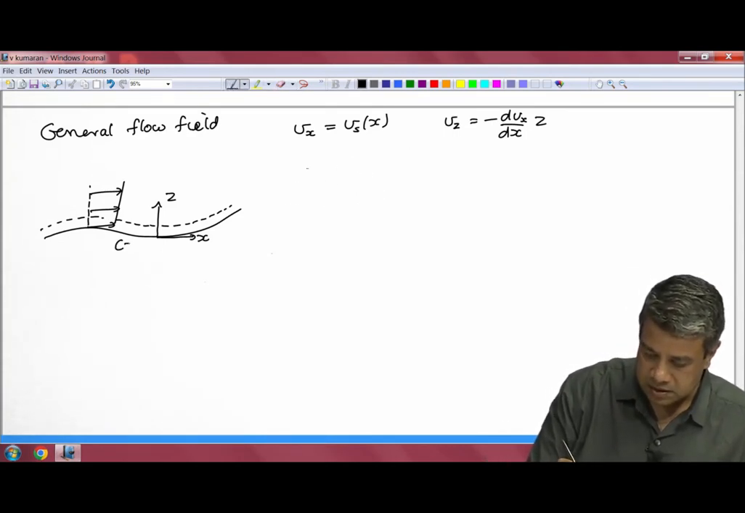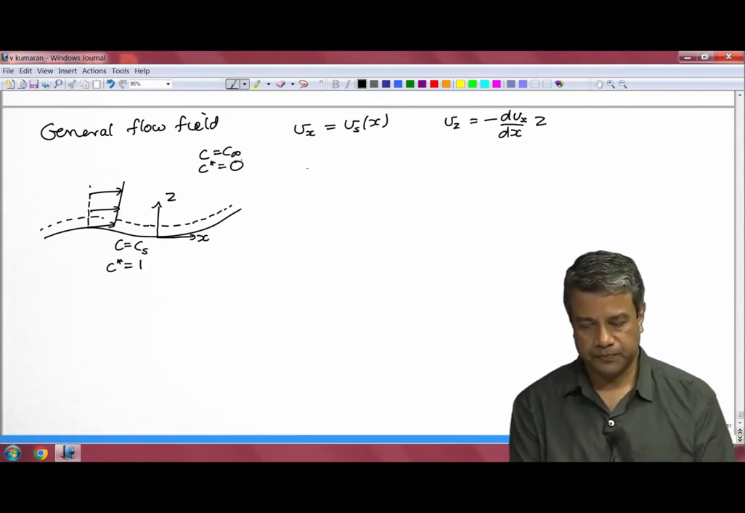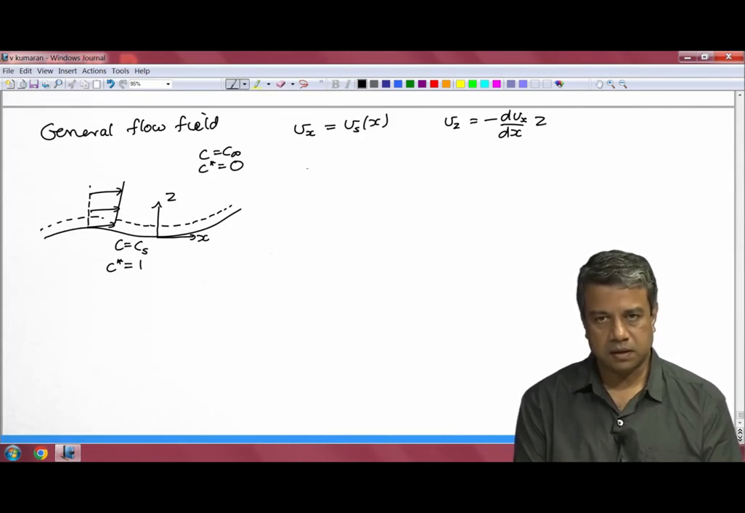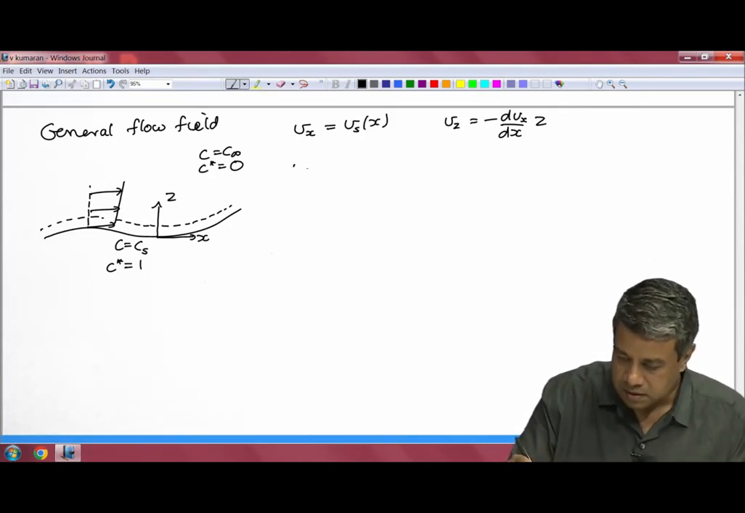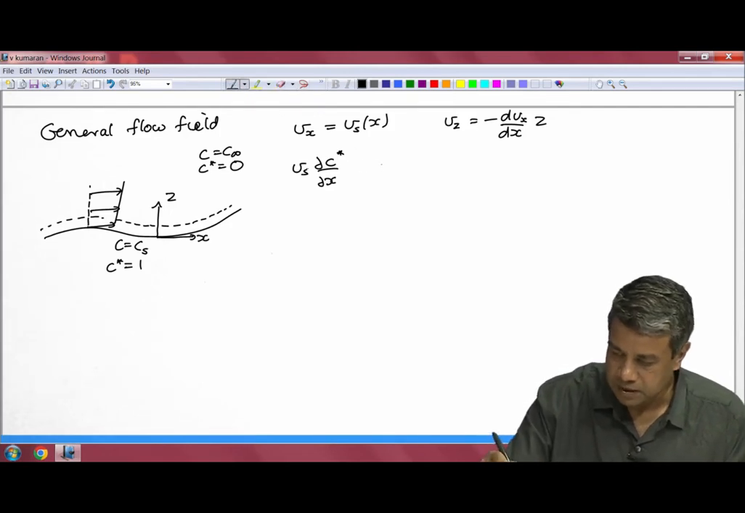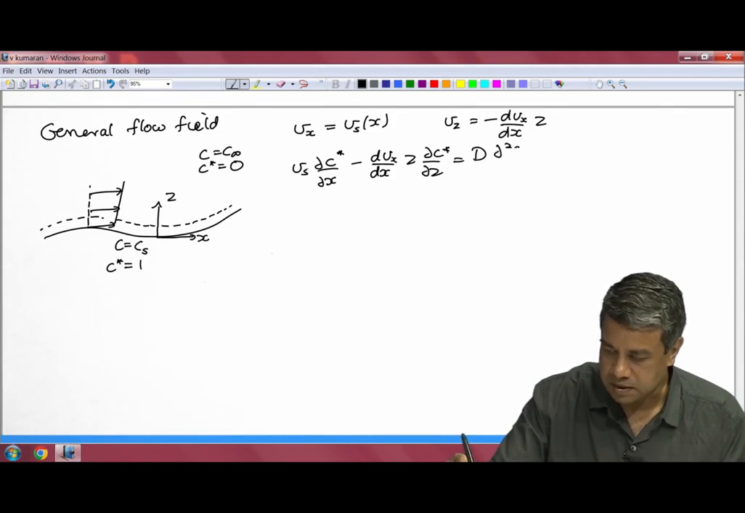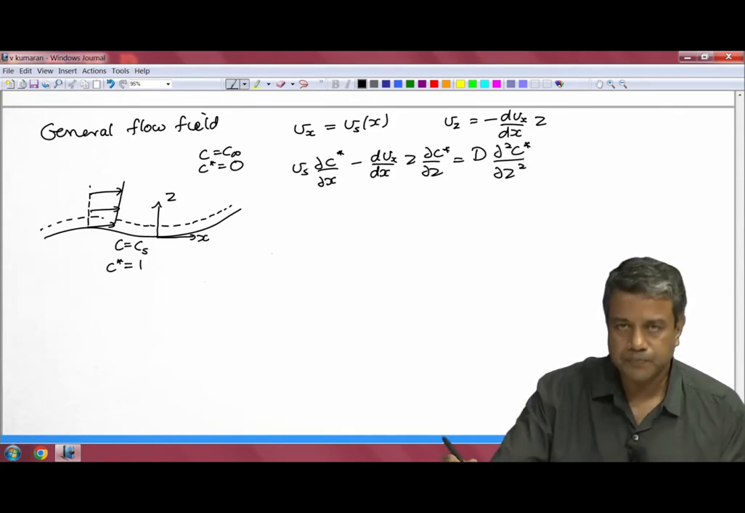Boundary conditions: C is equal to Cs at the surface, C is equal to C infinity far away. In terms of scaled coordinates, C star is equal to 1 at the surface, C star is equal to 0 far away. Thus, the convection diffusion equation is Vs times partial C star by partial x plus minus dVs by dx times z times partial C star by partial z is equal to D times partial square C star by partial z square.